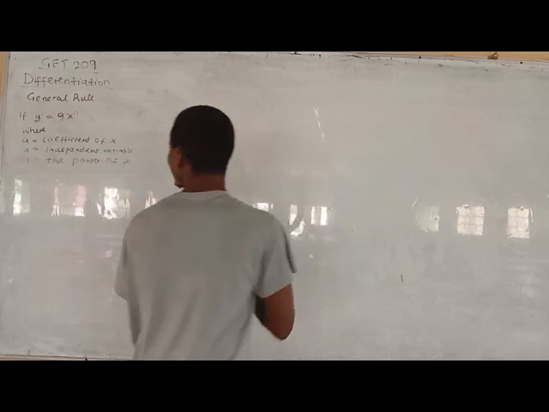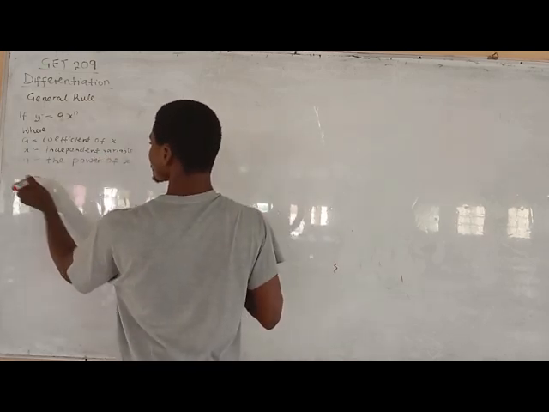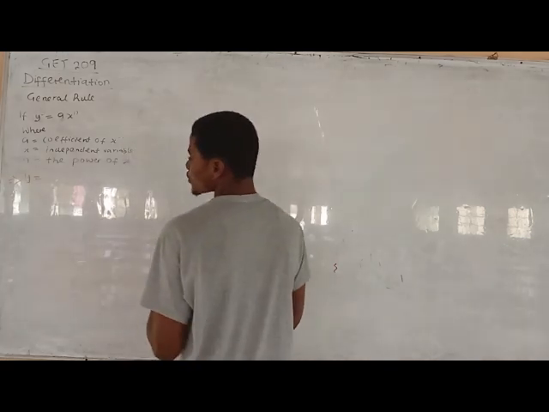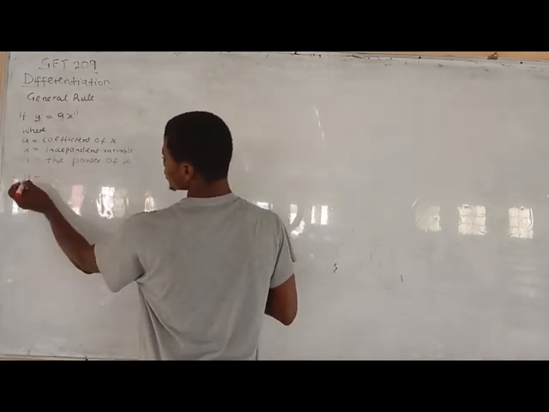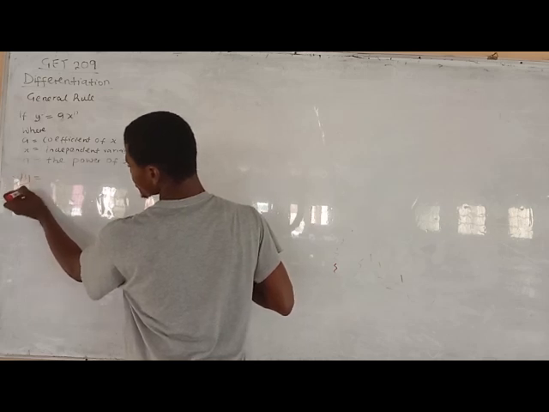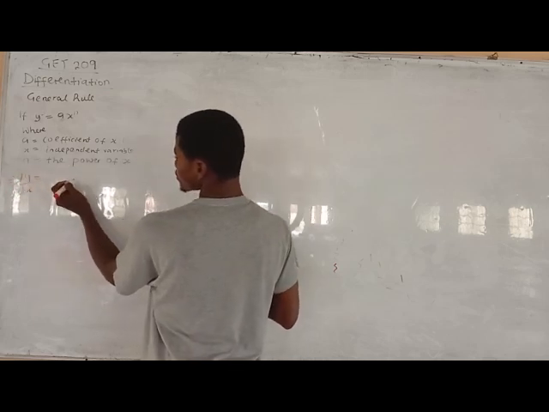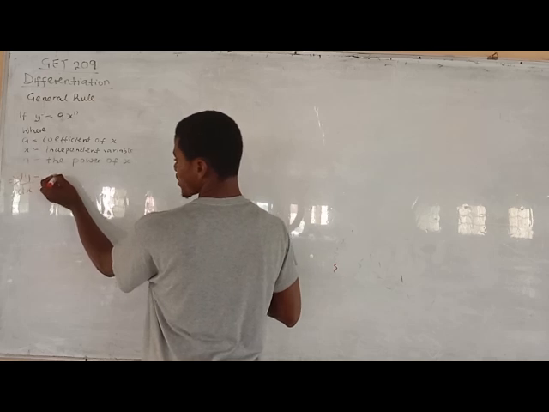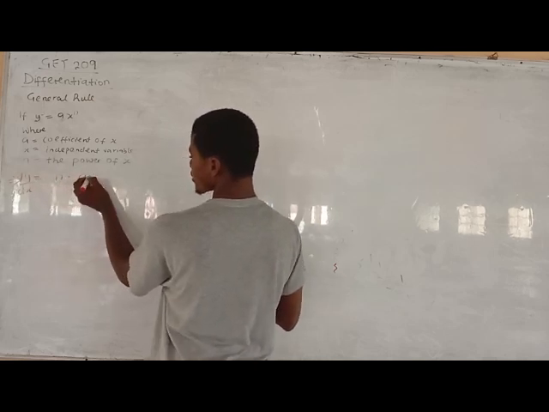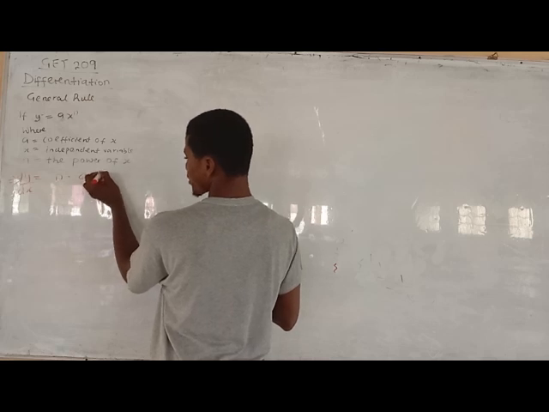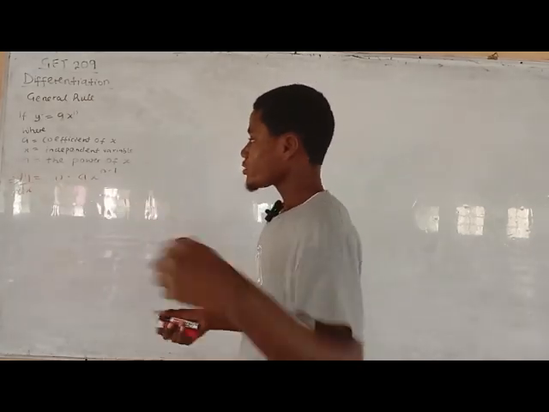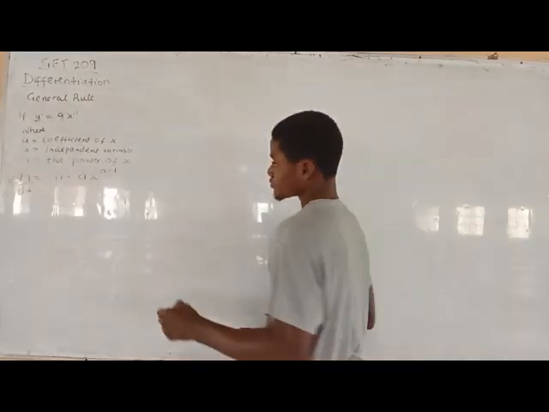It implies that dy over dx, the change in y over change in x, equals to n times ax raised to power n minus 1. Okay, this is a formula.